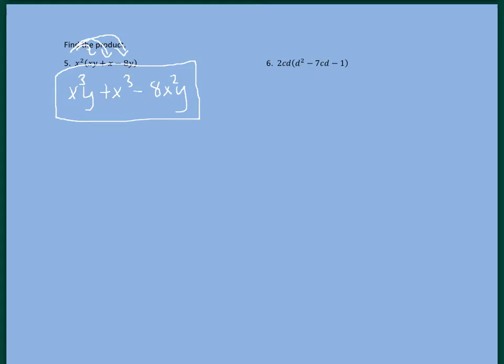Now, I want to ask you a question. What do you think the degree of this is? I'm going to guess a lot of people said 3, but the degree is 4, because you have to say x to the third, y to the first, 3 plus 1 is 4, so the degree is 4.